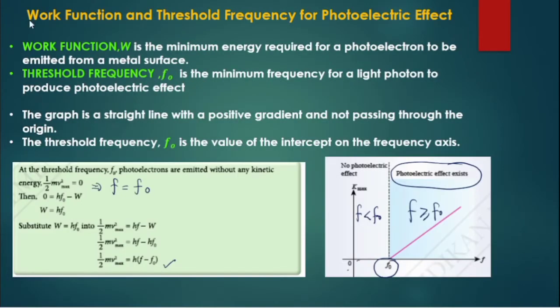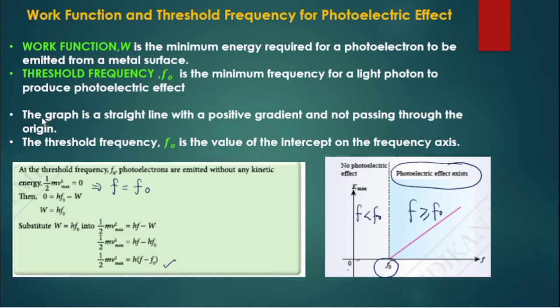Okay, let's look at definition for work function and threshold frequency. Work function W is the minimum energy required for a photoelectron to be emitted from a metal surface. Threshold frequency, f0, is the minimum frequency for a light photon to produce photoelectric effect. It means frequency of light must reach this value, or at least equal to this value, f0, for photoelectric effect to occur.